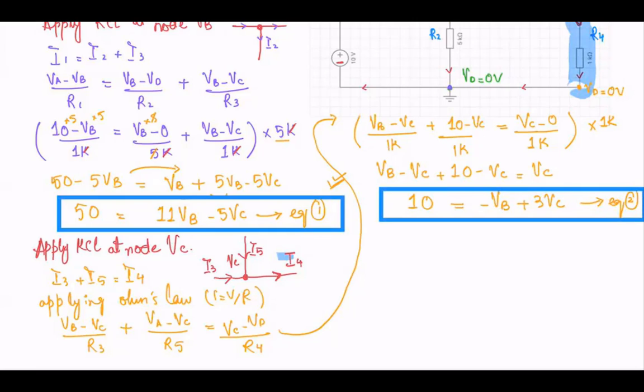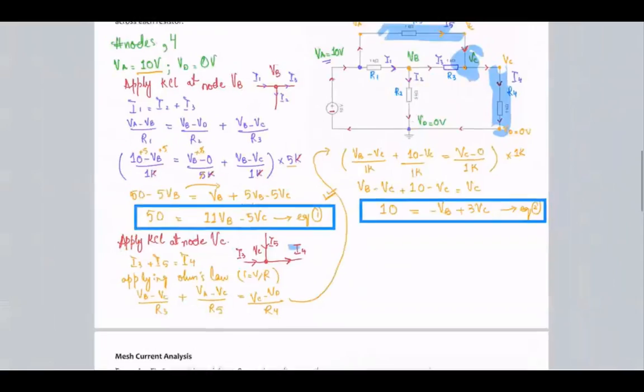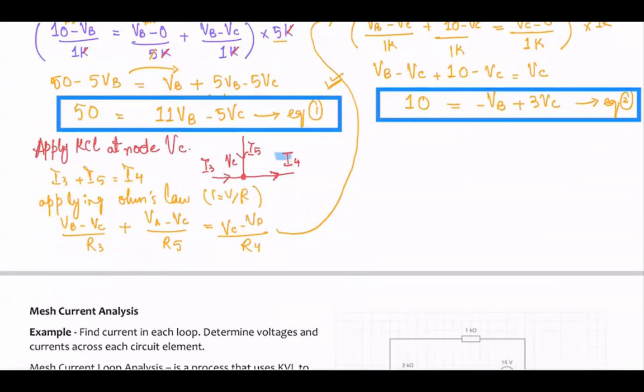Okay, now the next goal is to solve the two equations simultaneously. I'm going to put those two equations on top of each other. So let me change the color here. Equation one: 50 equals 11 VB minus 5 VC, okay? And then equation two: 10 equals minus VB plus 3 VC.